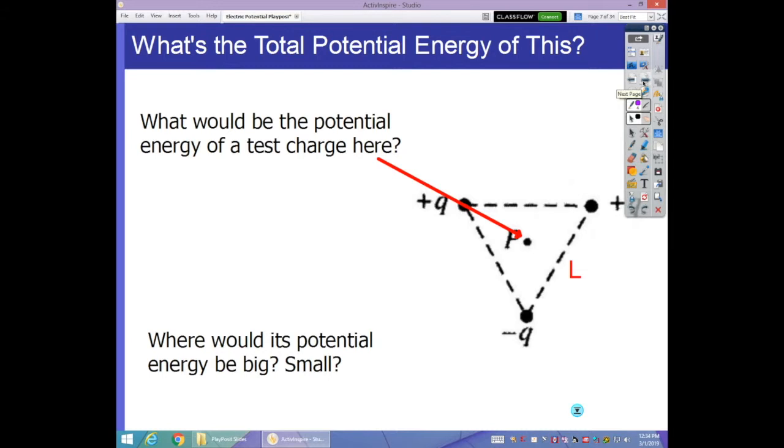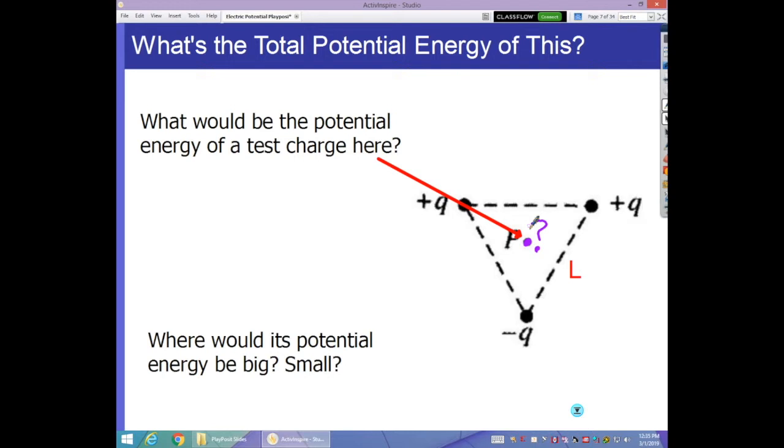Now, what if I asked you, how much potential energy would we have if I put a little test charge right in the middle? And I want to remind you that this is a shift in perspective that we have made already in E&M. Because your first instinct might be to be like, well, Mr. Bates, how can I calculate the potential energy here? I don't know what charge is there.